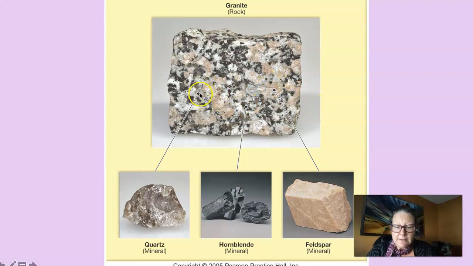So everything in here that's kind of a glassy color is the mineral called quartz. The dark colored minerals are minerals called hornblende. And then the pinkish or salmon color minerals are called feldspar. So we're going to start by learning about minerals, and then eventually we'll be looking at rocks.